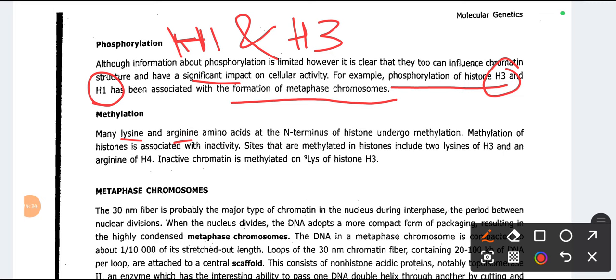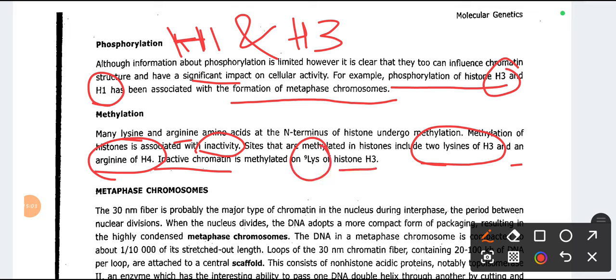Methylation is also seen in arginine and lysine at the N terminus. Methylation is associated with inactivity and acetylation with activity. The sites that are methylated include 2 lysines of H3 and 1 arginine of H4. Inactive chromatin is methylated on the 9th lysine of histone H3.